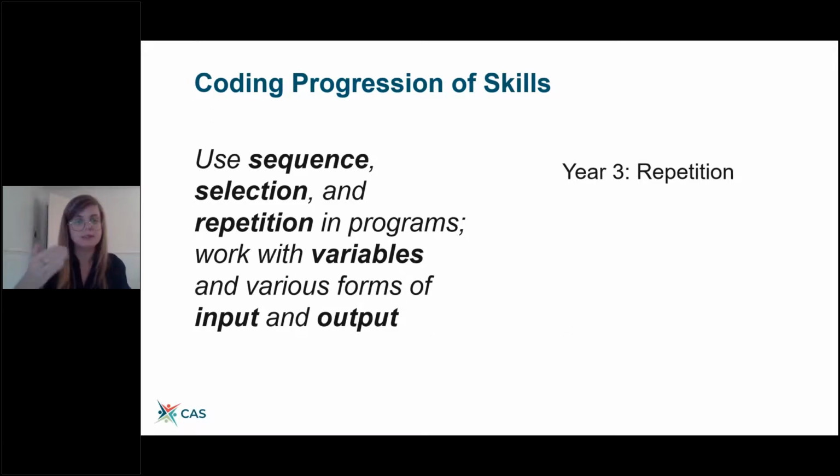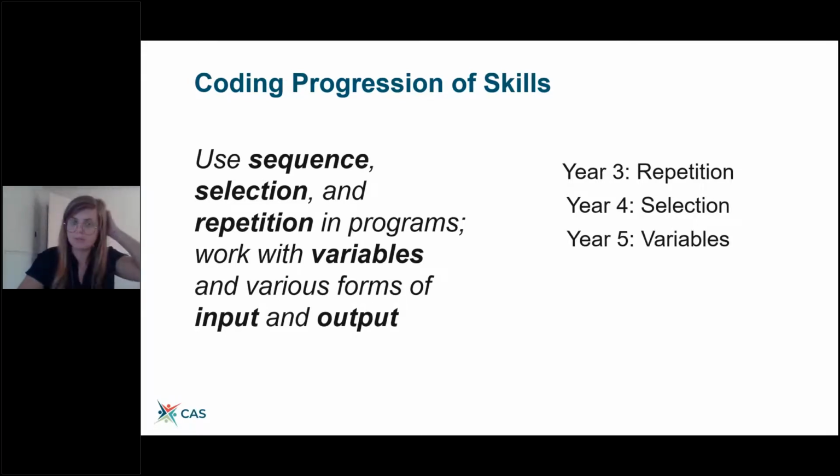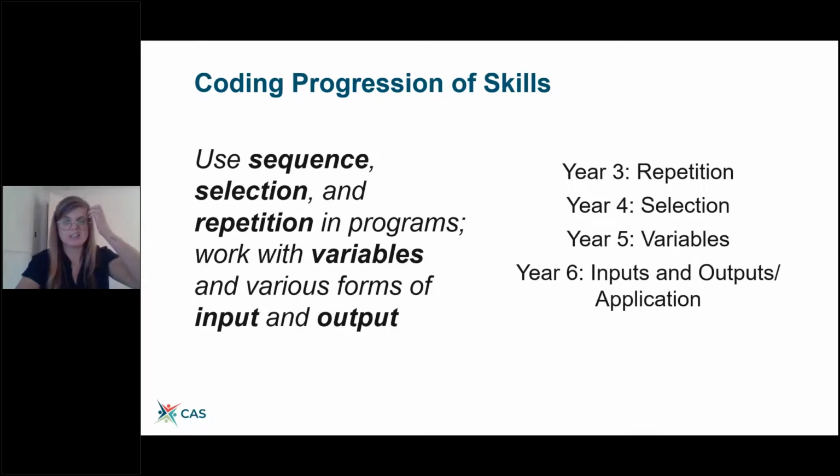So each year group really masters that skill, and then they build on progressively with what they're going to learn the next year. So for example, I would teach repetition in year 3, selection in year 4, variables in year 5, and then inputs and outputs in year 6. And I obviously have year 6 as a bit of an application year as well, so they can check their understanding. So this is an option.